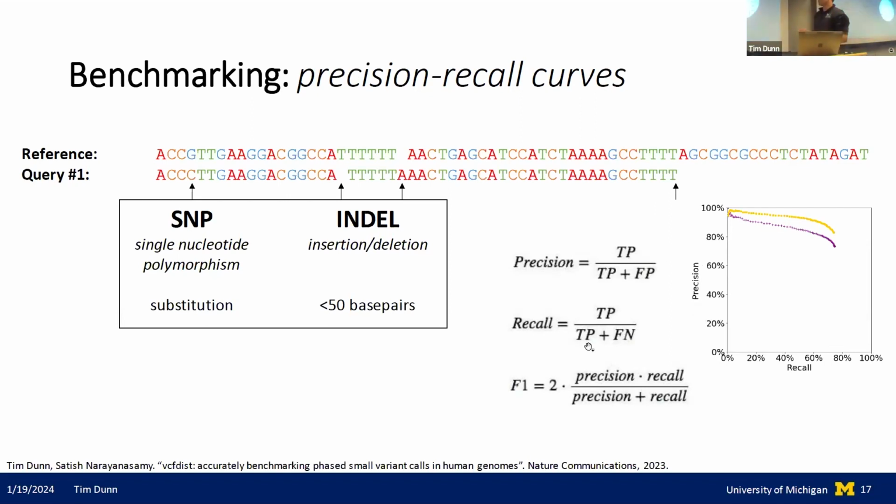So precision is basically out of all the total calls that you made, how many of those were correct? Whereas recall is out of all the variants that did exist, how many did you correctly identify? So obviously, we want to correctly identify all the variants that do exist, and then we want everything that we do call to be correct. So ideally, you want your precision recall curve to go to the top right hand of this graph.